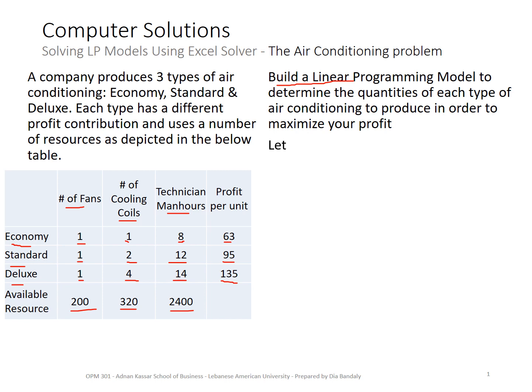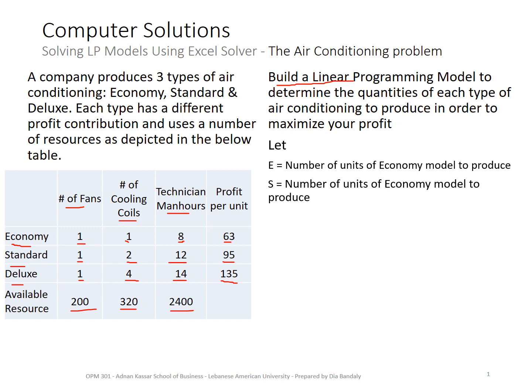First, we need to define the decision variables. It's very important. The decision variables here are obviously the quantities of each of these three products. So here we go. E is the number of units of economy to make. S is of standard, it should be standard here, so please replace it. This is S of standard, I'm sorry about this. And D of deluxe to make.